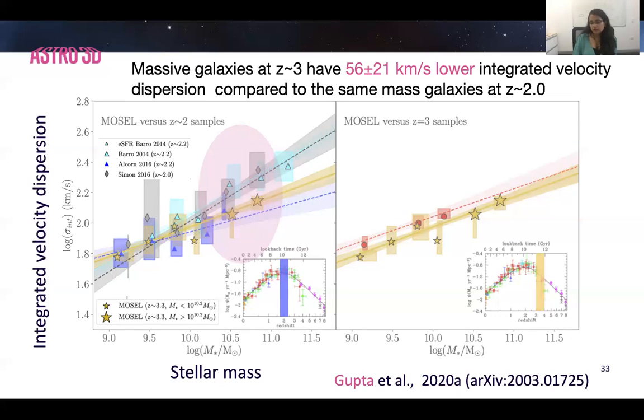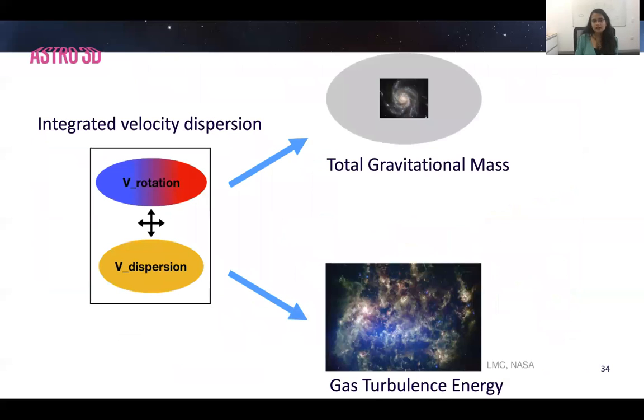So that's interesting, and the question is why? What could be the possible reason? As I said earlier, the integrated velocity dispersion represents a combination of the overall rotation of gas and its intrinsic velocity dispersion. Basically these two quantities reflect total gravitational mass and gas turbulent energy. So what is different between redshift 3 and redshift 2 galaxies?